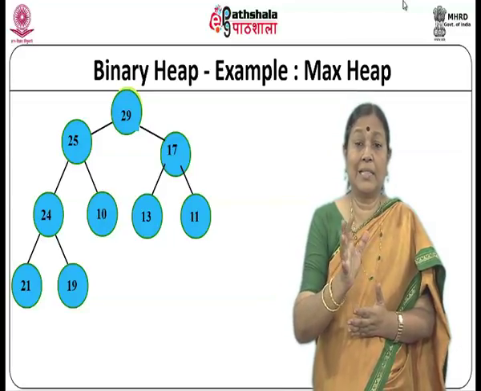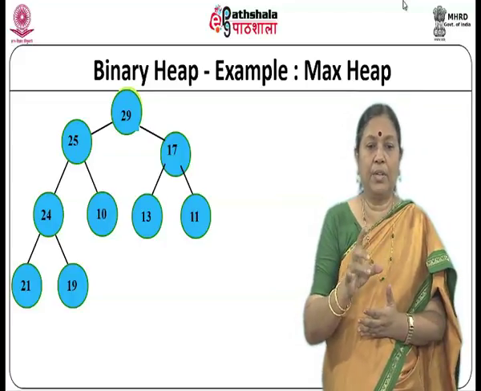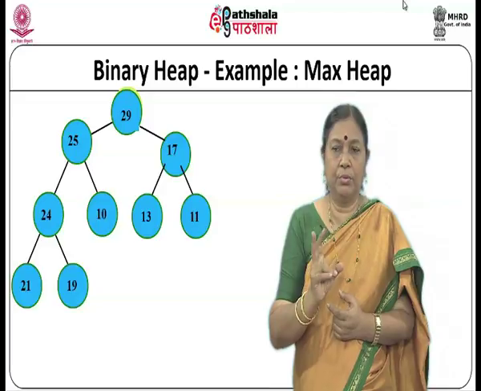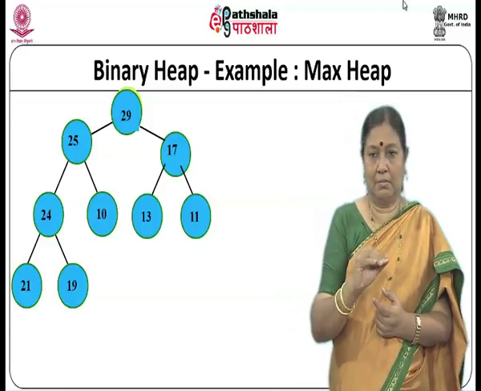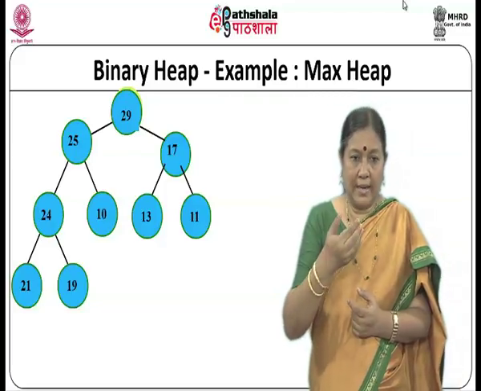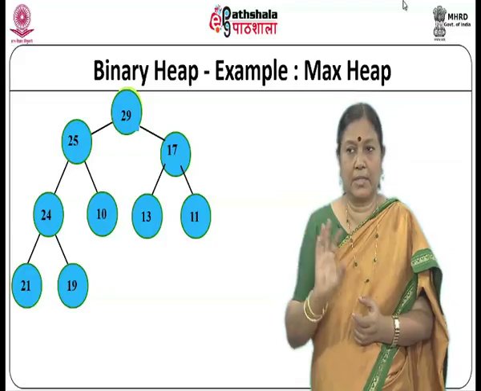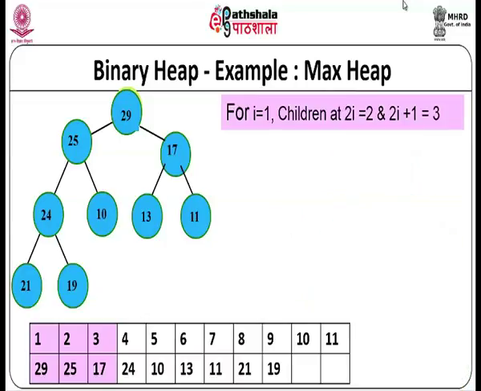Now, let us look at the shape property. If you look here, one level of course, you will have only one root, second level you have 2, that is fully occupied, third level you have 4, that is fully occupied. Only in the next level you can have some empty, but if you look at the empty, they will always be towards the right, only at the leaf level. That is the shape property of a heap.